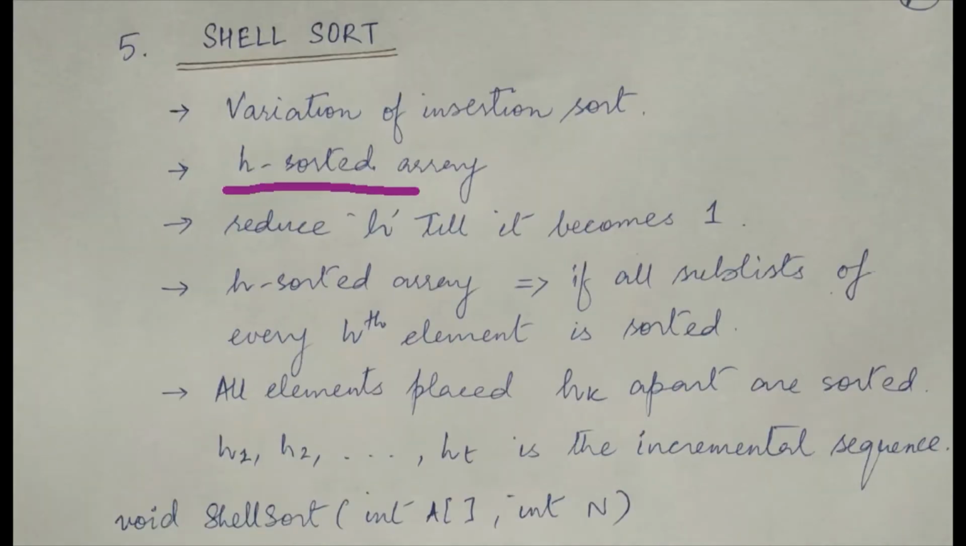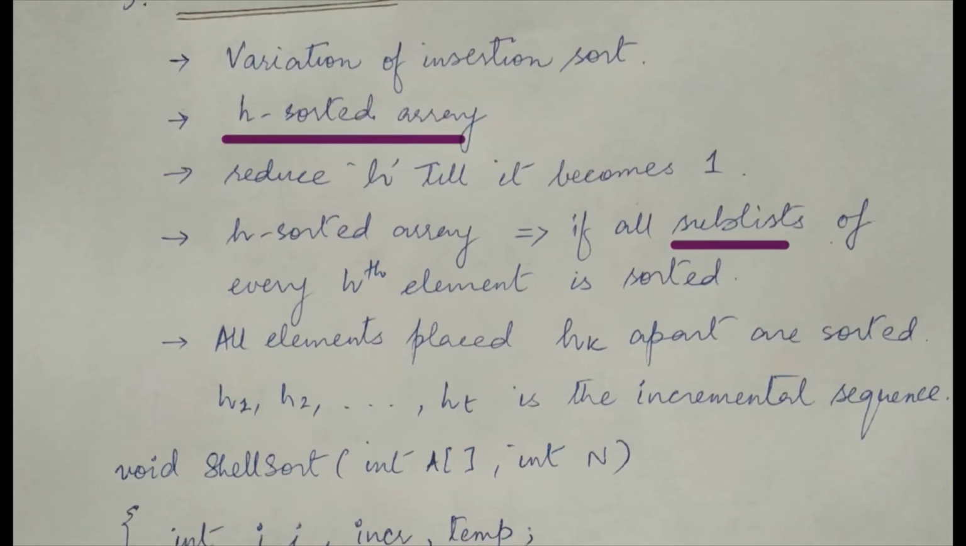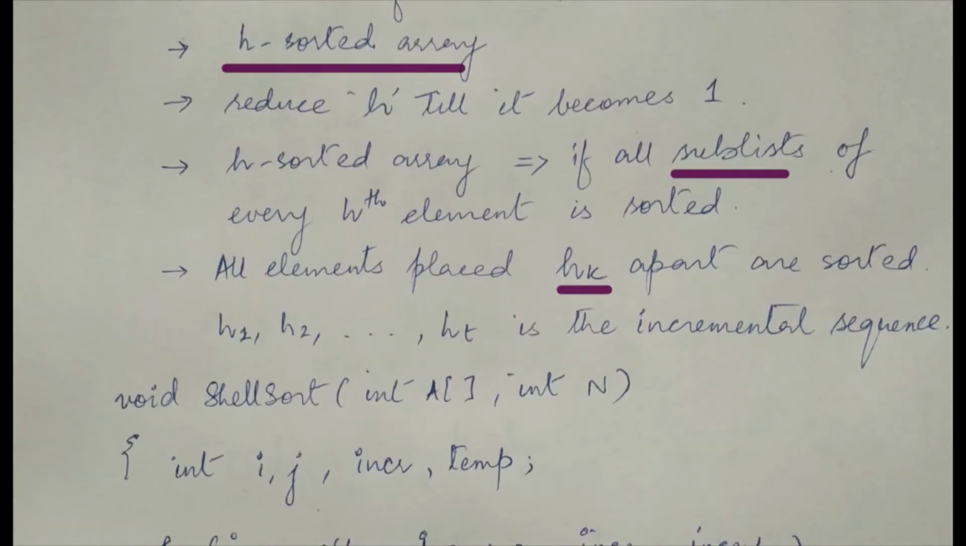at any point of time we have an h-sorted array. What we mean by that is that all the sublists of every hth element are sorted. So all the elements which are placed apart by a particular distance, which is given by h, they are sorted. So you first sort elements which are at a distance of, let's say, 4 with respect to each other. Then you sort elements which are at a distance of 2. Then elements at a distance of 1 till you get a completely sorted array. Okay.